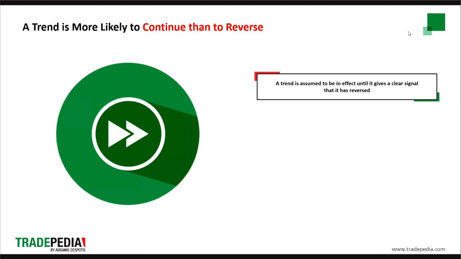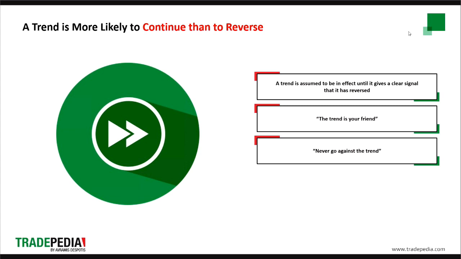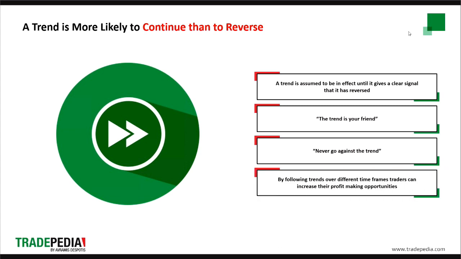So when a trend is assumed to be in effect, it is assumed to be in effect until it gives a clear signal that it has reversed. As long as I have higher tops and higher bottoms, I have no sign of reversal up to now. And that is why I assume the continuation of this trend. That is why we always hear the saying, the trend is your friend. Never go against the trend. Simply, guys, by following the trends over different time frames, traders can increase their profit making opportunities.